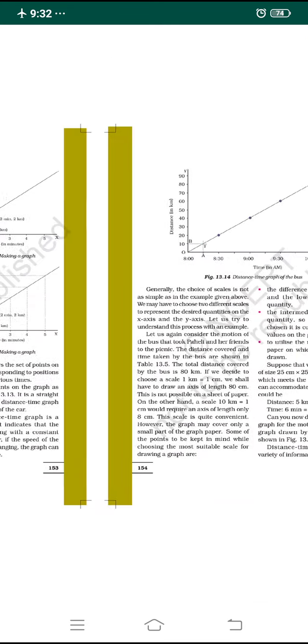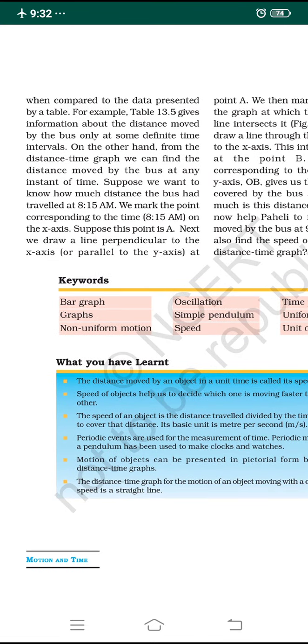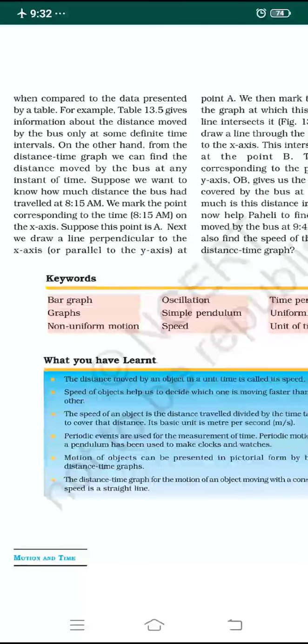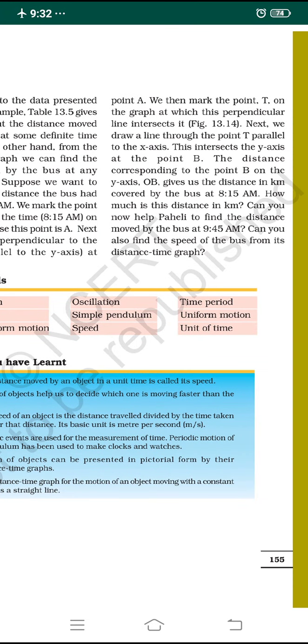Let me explain how. If you want to know the distance moved by the bus at a particular time, suppose 8:15, we need to mark the point corresponding to the time 8:15 a.m. on the x-axis, and suppose this point is A. Next we draw a line perpendicular to the x-axis, that is parallel to the y-axis, at point A. Then we mark the point where these two perpendicular lines intersect, call it T.